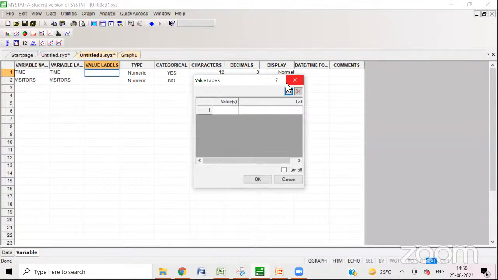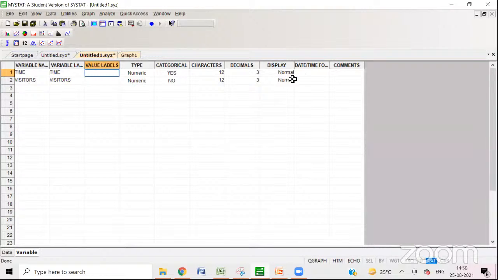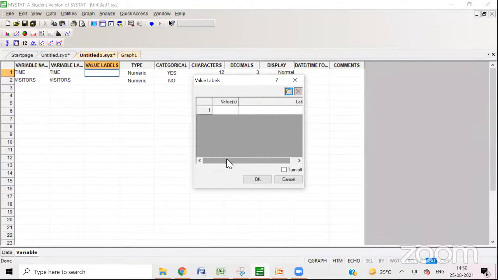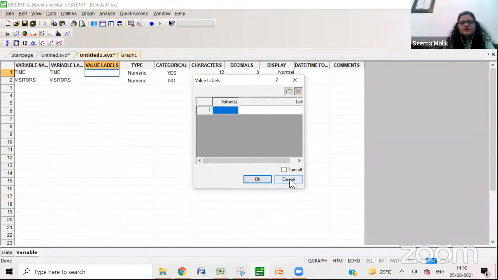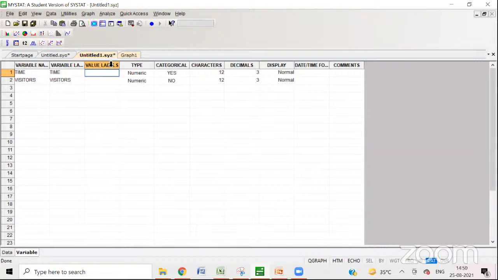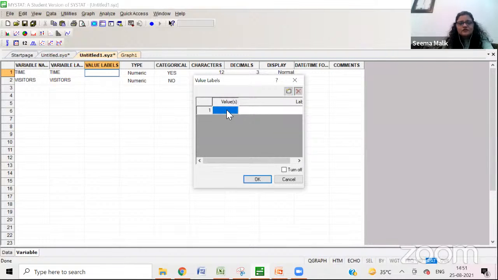Yes, ma'am. This is Dr. Vinay Pandit here. My query was, we can see that value labels, right? Suppose in gender, if I want to write one as male and two as female, can we do it over here? Yes, sir. I'm doing exactly the same. You need to click on the value labels. This is the value label of time. And now I am giving the value 1 for the morning.